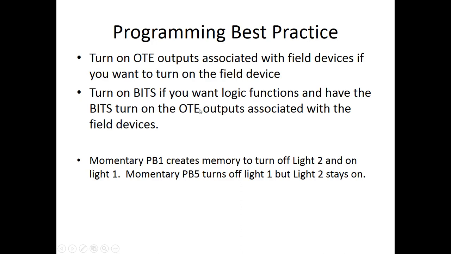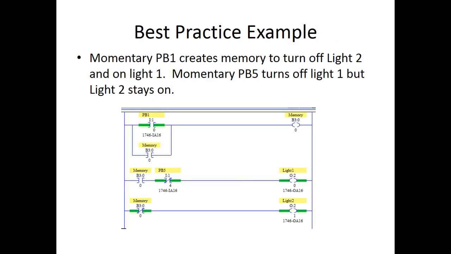And we're going to take a look at some examples. So momentary PB1 creates memory to turn off light 2 and stays on, and light 1 stays on. Momentary 5 pushes off light 1. So we're going to take a look at this at our worksheet and see what it looks like. So we have momentary push button 1 to create memory. Okay. So what I'm going to do is I'm going to put that on a bit, and I'm going to put the bit right here. So this bit does not exist.